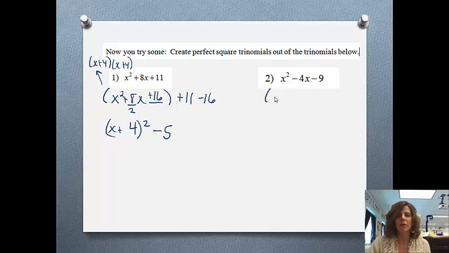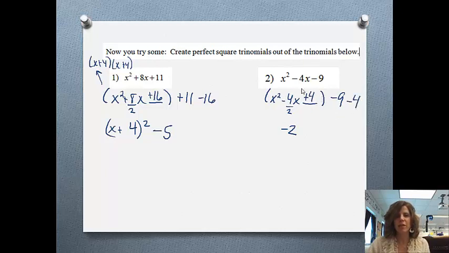All right, we're going to have x squared minus 4x, leave yourself a space, minus 9 goes on the outside. We're going to divide by 2, so negative 4 divided by 2 will give me negative 2, and then negative 2 squared is going to be a positive 4, so if I put a plus 4 on the inside, we'll put a minus 4 on the outside.